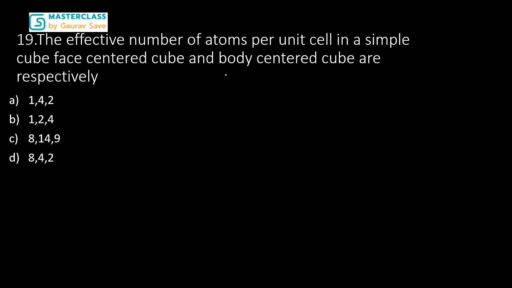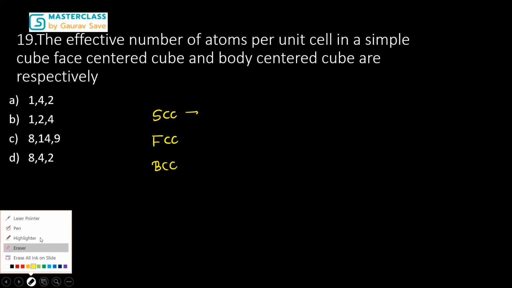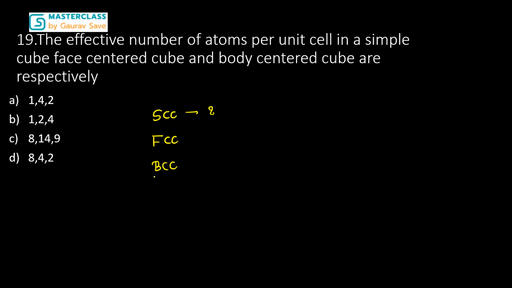Question number 19. Effective number of atoms per unit cell. First they are asking about simple cubic, then face centered cubic and body centered cubic. Okay. So in case of simple cubic unit cell, 8 atoms are there and each contributes 1/8. So 8 will get cancelled out and number of atoms is 1. So option C and D are eliminated. Either A or B is the correct answer.